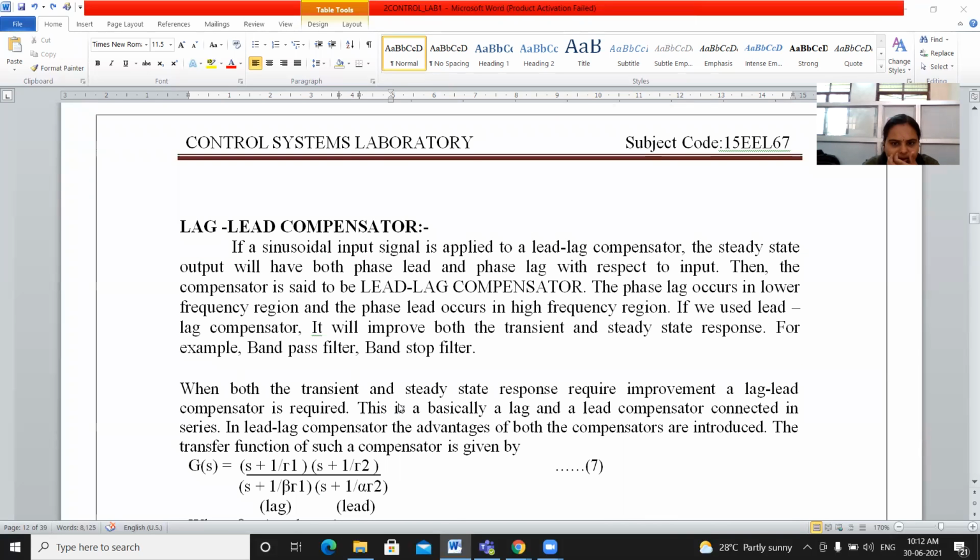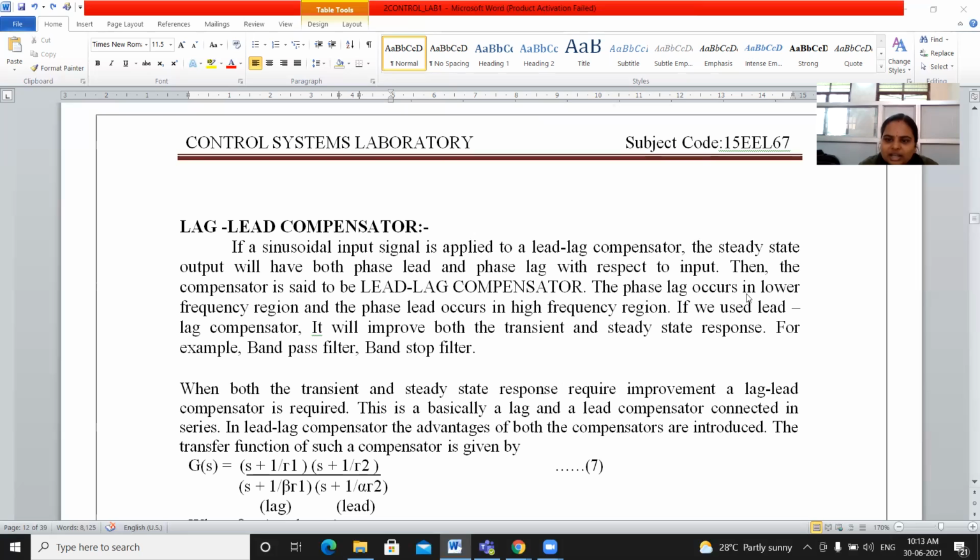In a lead lag, it is in both cases, where I can increase or decrease, but in a limited fashion. That is about lead lag compensators. If the sinusoidal input signal is applied to the lead lag compensator, the steady state output will have both phase lead and phase lag with respect to the input.